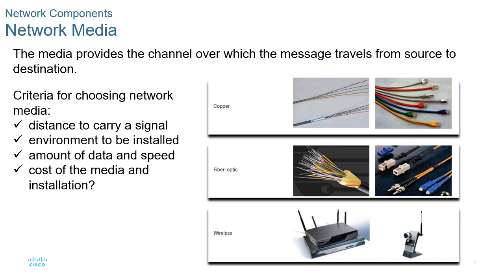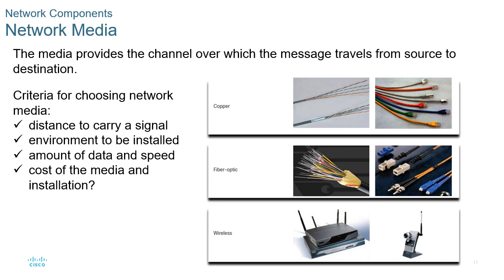As for the criteria for choosing network media, we have four main criteria. One, the maximum distance the media can successfully carry the signal; two, the environment where the media is to be installed; three, the amount of data and speed; and four, the cost of the media. To put that into perspective, we can have a comparison here: copper and fiber. Distance. If you want to install a network over a very short distance, a local area network, copper can be a very good choice. But over longer distances, a wide area network, you see that copper is massively affected by attenuation. Therefore, fiber is a much better choice.